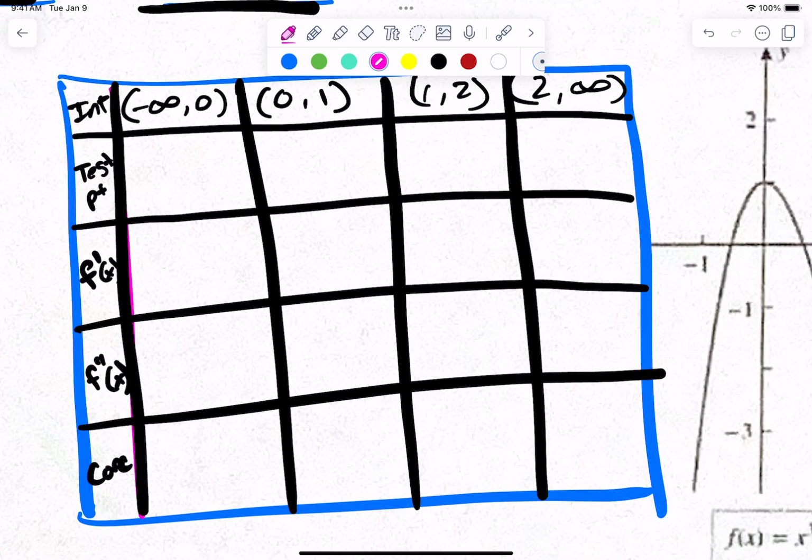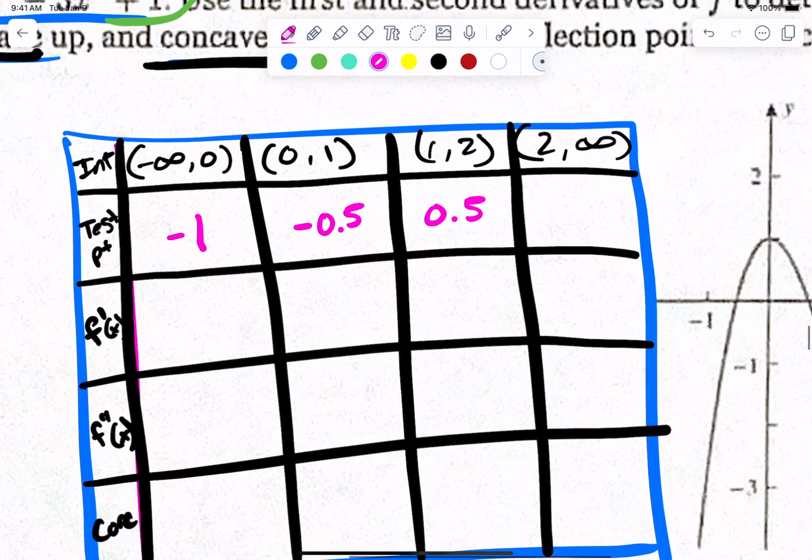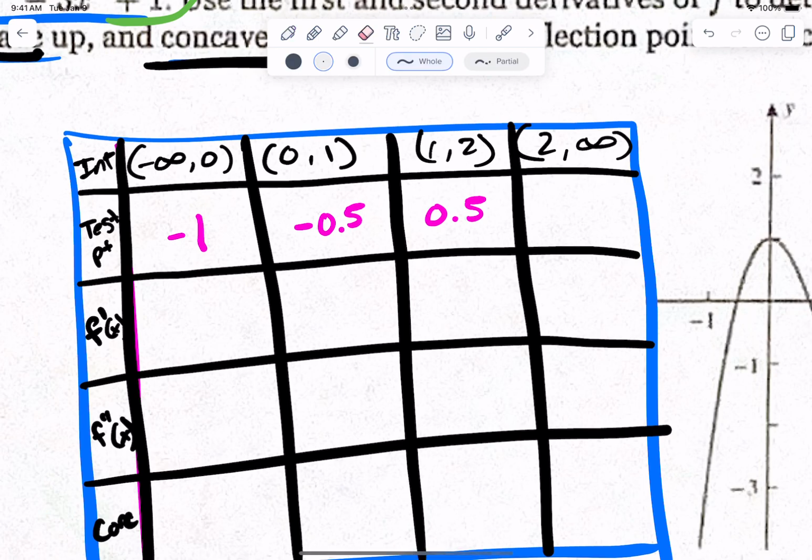All right. What test point do you want? Negative infinity to 0. I'm gonna go negative 1. Can we go negative 1 instead? Negative 1, yeah. Then the next test points are 0.5, 1.5, and 3. I can't math. That's exactly what you said, and I wrote the wrong thing still.